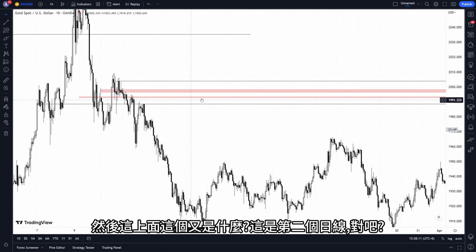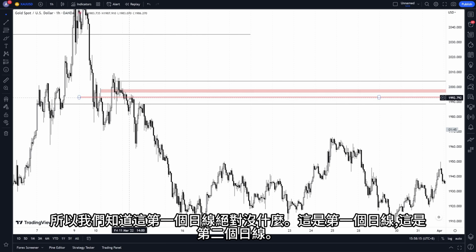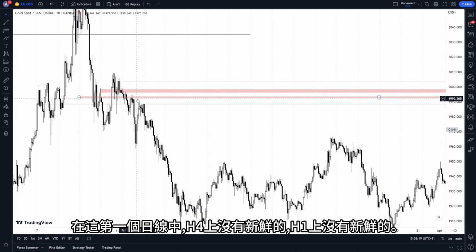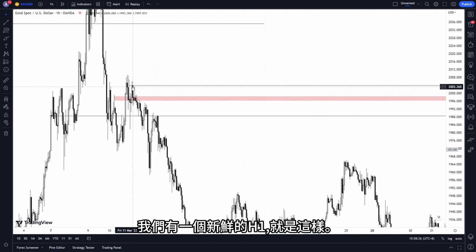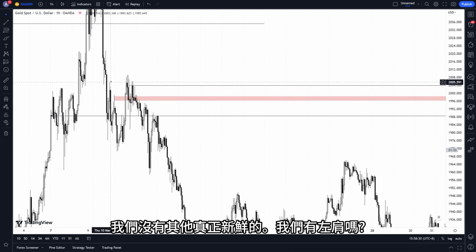Okay, fine, no problem. And then above here is what is this zone again? This was the second daily, right? So we know in this first daily there's absolutely nothing. This is the first daily, this is the second daily. In this first daily, there's nothing on the H4 that's fresh, there's nothing on the H1 that's fresh. Okay, fine, no worries. Here's the second daily. The second daily, do we have anything fresh? We have ourselves a H1 that's fresh, and that's about it. We don't have anything else really that is fresh.